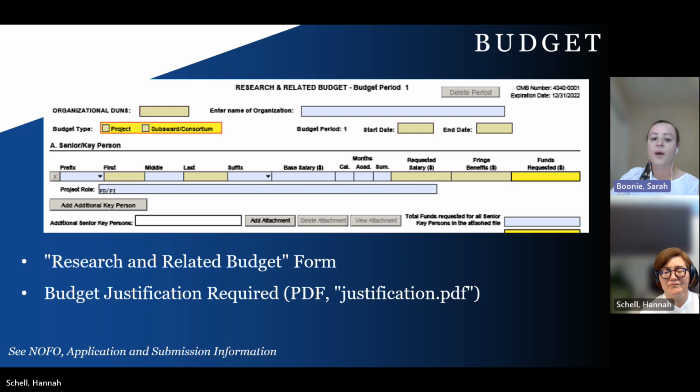All projects are required to submit a budget justification to complement the budget form itself. The budget justification gets attached as part of the budget form. Be sure to title this file correctly and save it as a PDF to ensure that it successfully integrates into the application file that your reviewers will see.